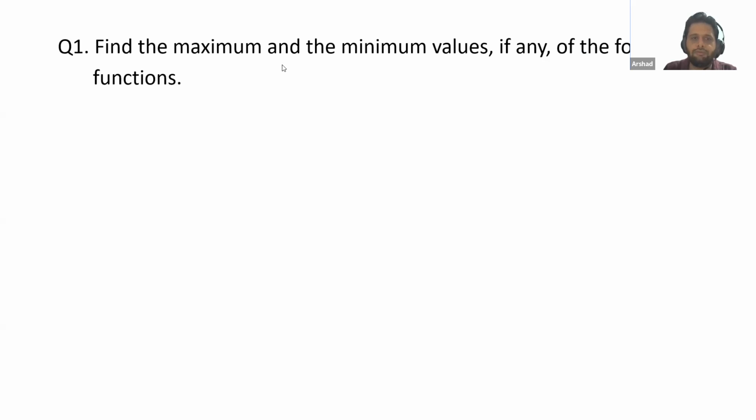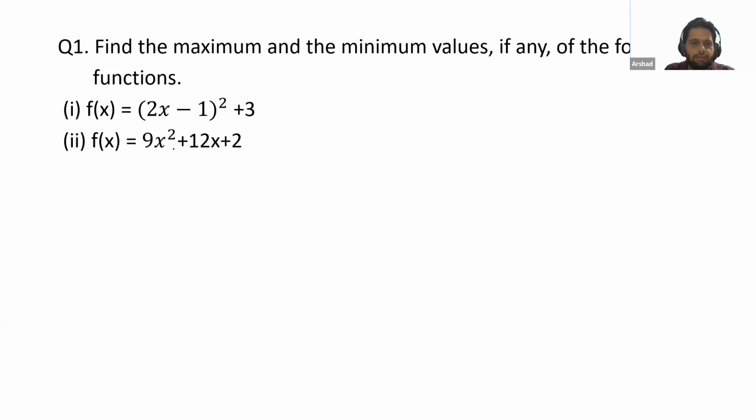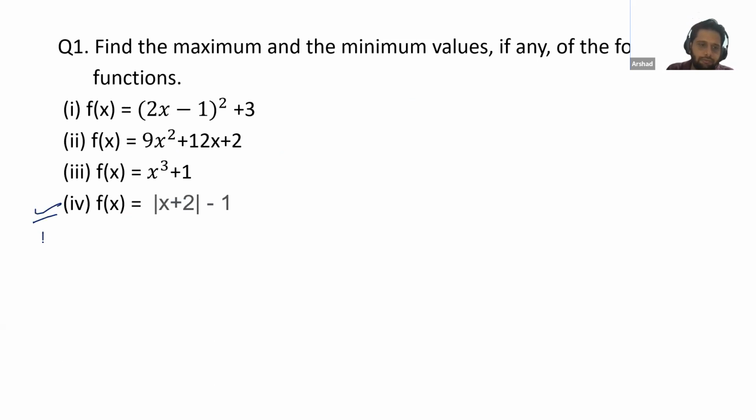So the next is: find the maximum and minimum values, if any, of the following functions. So we need to find the maximum and minimum values of this function. First we will do it later on. We will check the second one. This also we will do later on. Yeah, the fourth one. We need to find the maximum or minimum value of this function, mod x plus 2.